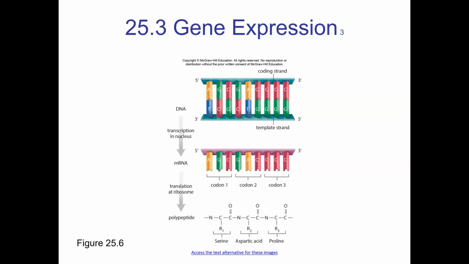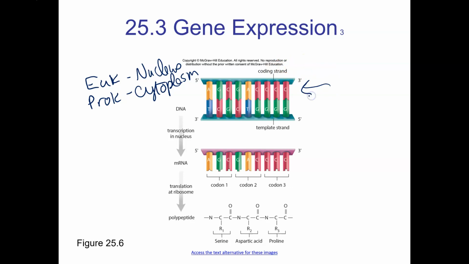So this is what we're looking at. We start out with DNA. The DNA is going to be found in eukaryotic organisms, so I'll just put EUK, in the nucleus. If it's a prokaryote, it's in the cytoplasm. Within our DNA, there's going to be a region that codes for some protein. So in this case, this is what's coding for a protein.